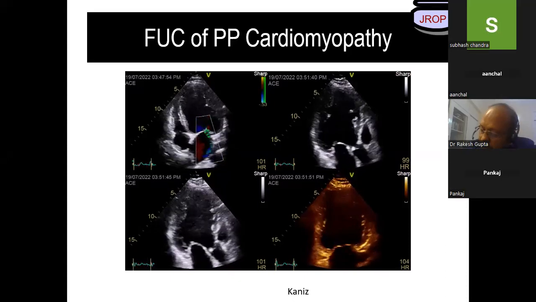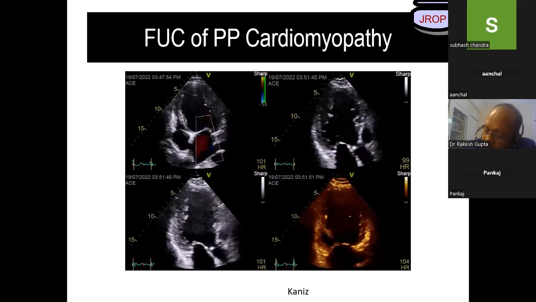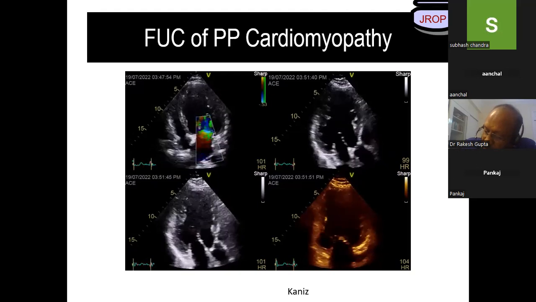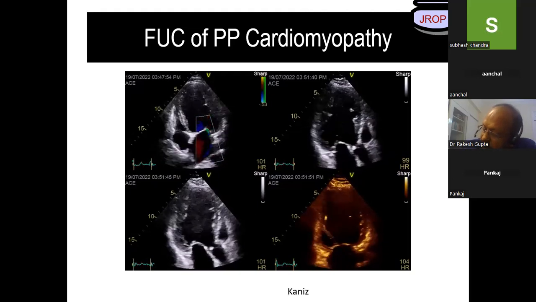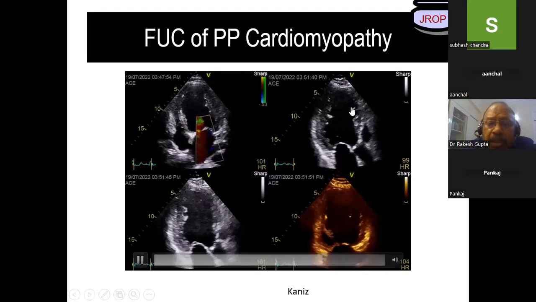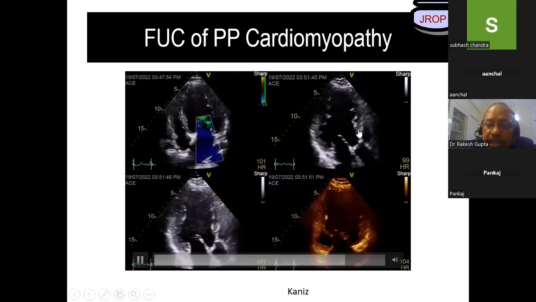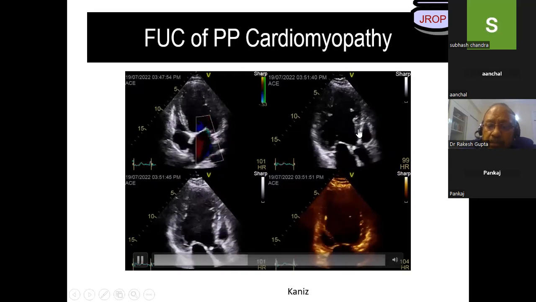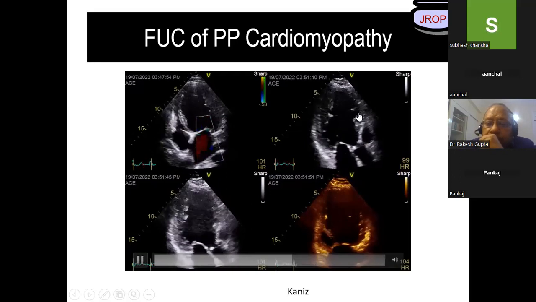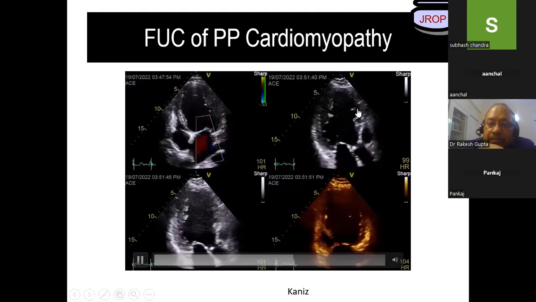Then it is hypokinesia around the apical septum, apical anterior septum. Right, sir. Do we have something like apical anterior septum? We don't. What are the segments of this three-chamber view? What is this segment? This is the mid anterior septum, then basal anterior septum, then apical anterior septum. No. There is nothing like apical anterior septum.